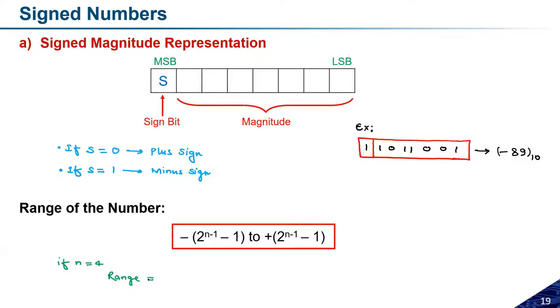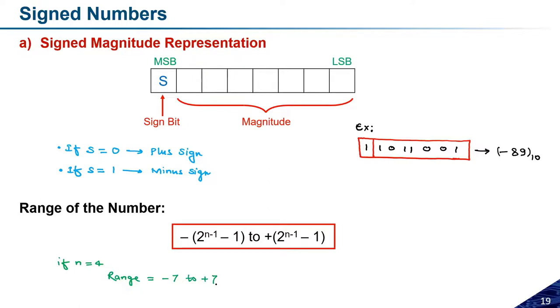If n is equal to 4, in that case, the range is minus 7 to plus 7. Minus 7 to plus 7 is the range which we can represent with the help of signed magnitude representation.